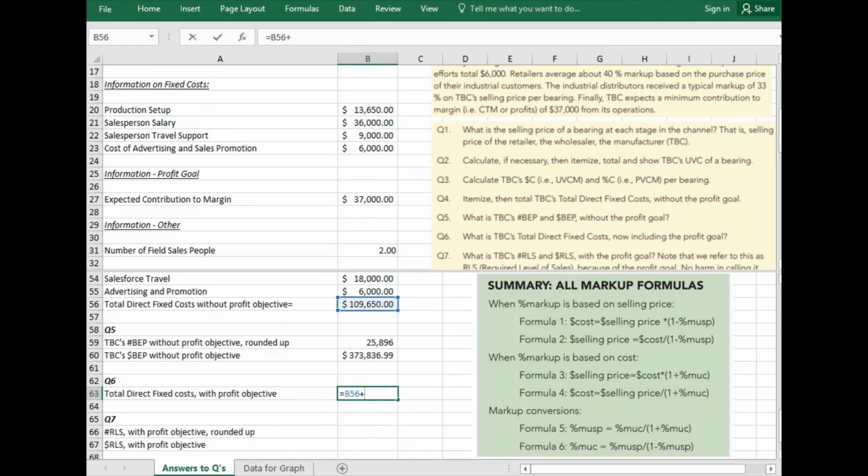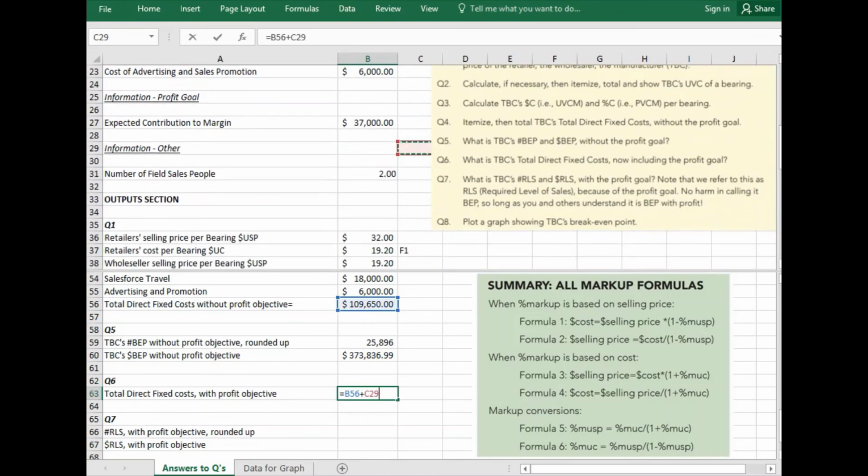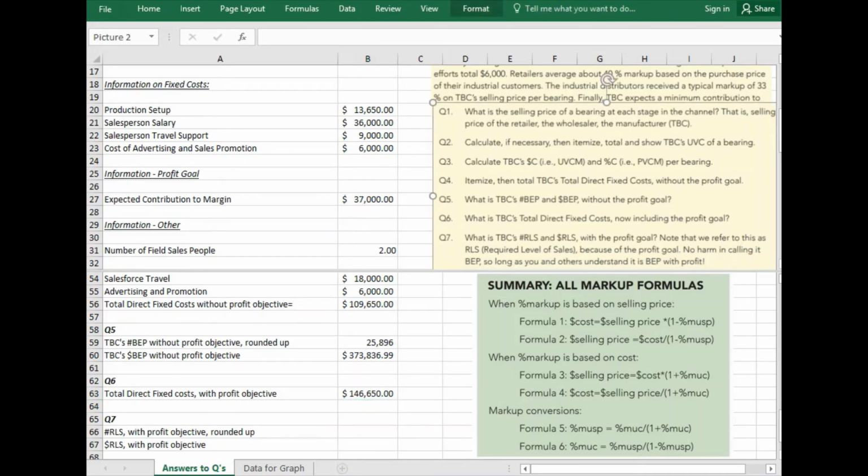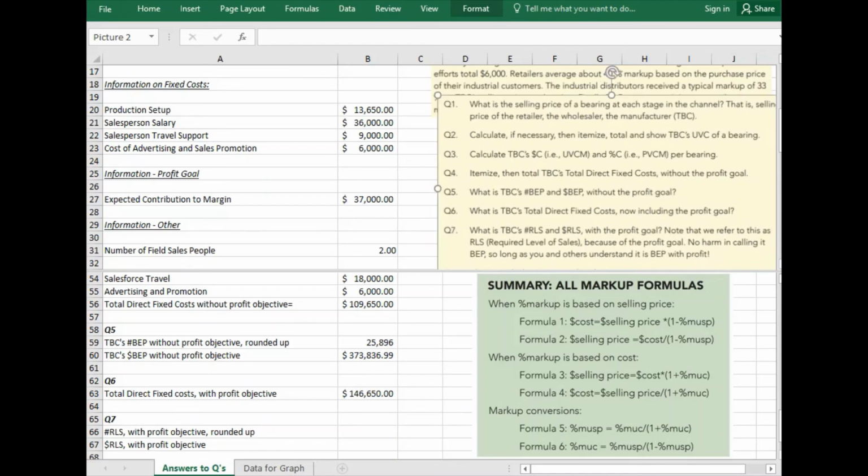Total direct fixed costs with profit objective. Okay, well, this is really kind of easy. There's a couple of ways you could write this. We're actually going to take the total direct fixed costs and we're going to add in that $37,000 profit objective. And we're going to answer question 6. That was so simple. Okay, so what is direct fixed cost with profit objectives? So now we can treat that sort of as our new total fixed number that we have to recover.